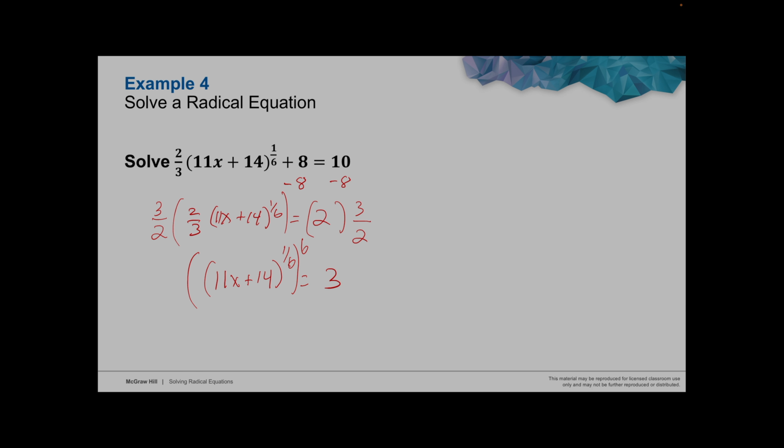So I've got 11x plus 14 is equal to 729. Now you guys can solve equations. Subtract 14. 11x equals 715. Divide by 11. You get a nice number? Nice. You get x is equal to 65.